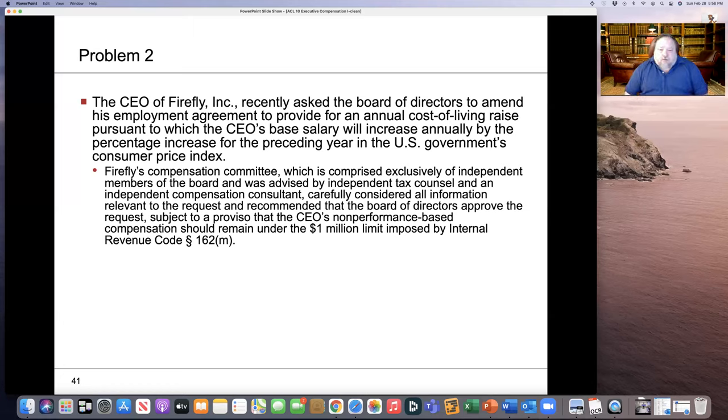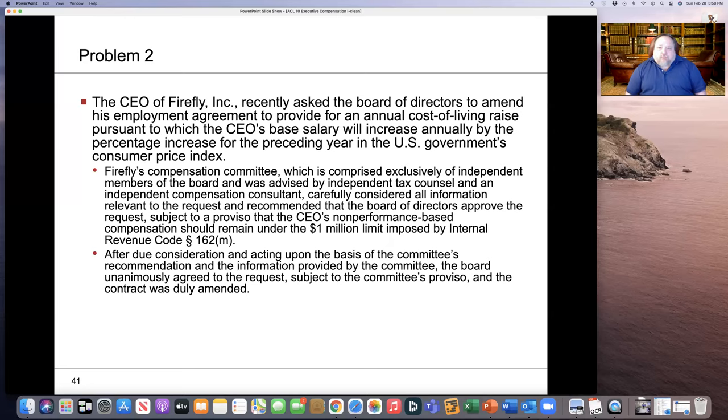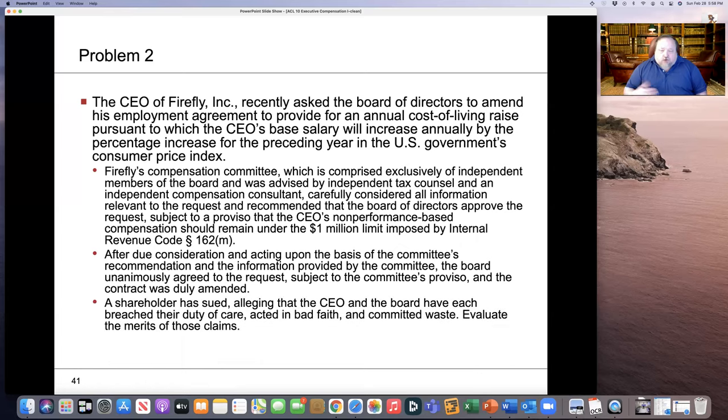that the CEO's non-performance-based compensation should remain under the $1 million limit imposed by Internal Revenue Code Section 162(m). After due consideration, the board of directors agreed to that request, and subject to the committee's proviso, the contract was duly amended. Shareholder sues.